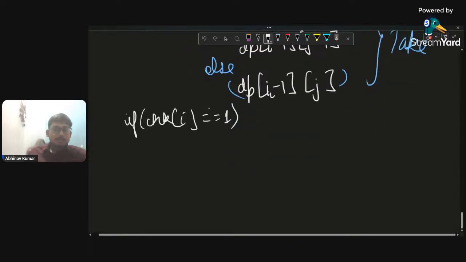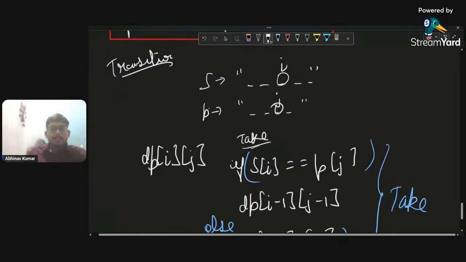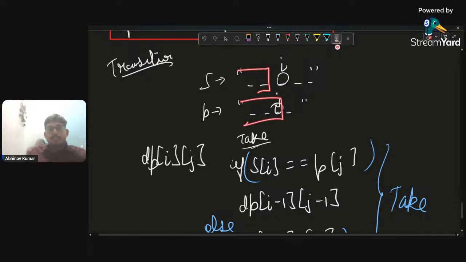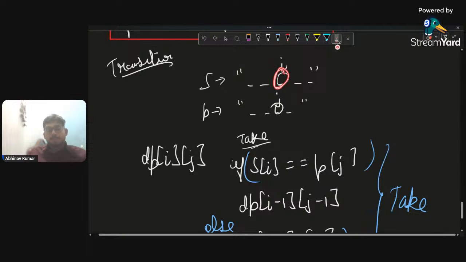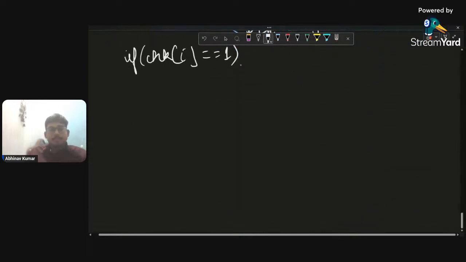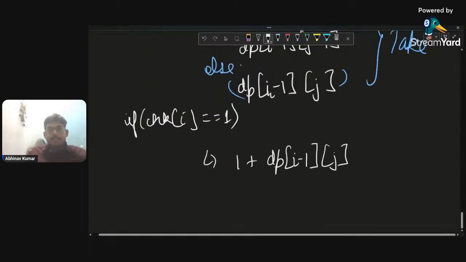Now for the removal case, what would happen if I remove this ith index? If I just remove this ith index, basically I have to manage till this j using this much. So the dp state is i minus 1 and j, and one removal we got, so a plus 1. So we can write 1 plus dp[i-1][j] for the removal case.